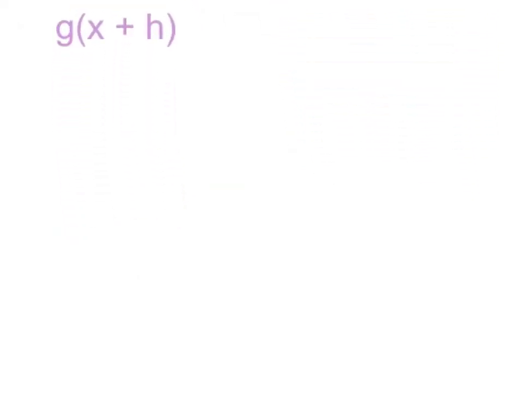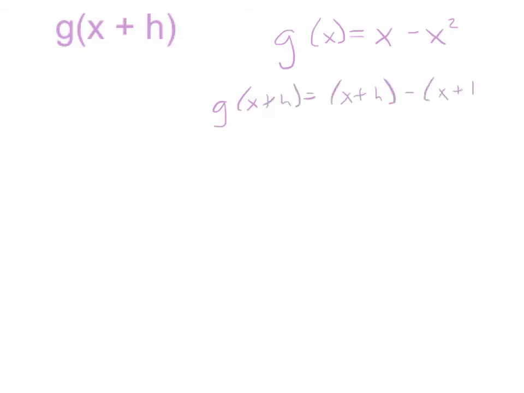I believe you guys should all be able to do this now. You should be able to think about the fact that g of x is x minus x squared and simplify what g of x plus h is. So pause the video and do that now. So g of x plus h should be x plus h minus x plus h squared. So this gives me x plus h minus x squared plus 2xh plus h squared.